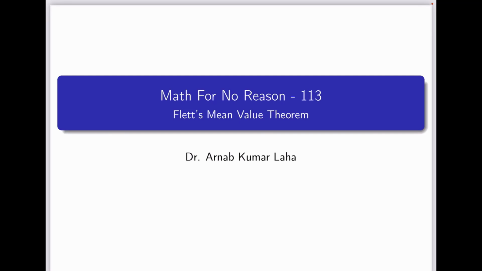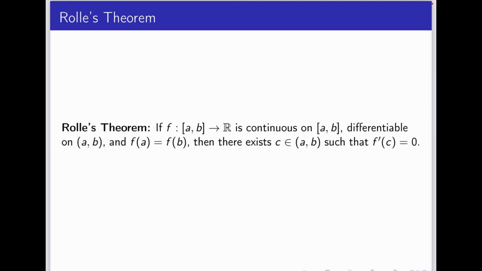In this edition, we are going to discuss Flett's mean value theorem. We all know about Rolle's theorem, which states that if f is a real valued function which is continuous on the closed interval [a, b] and is differentiable on the open interval (a, b), and f(a) is equal to f(b), then there exists a point c in between a and b, that is a less than c less than b, such that f prime c is equal to 0.